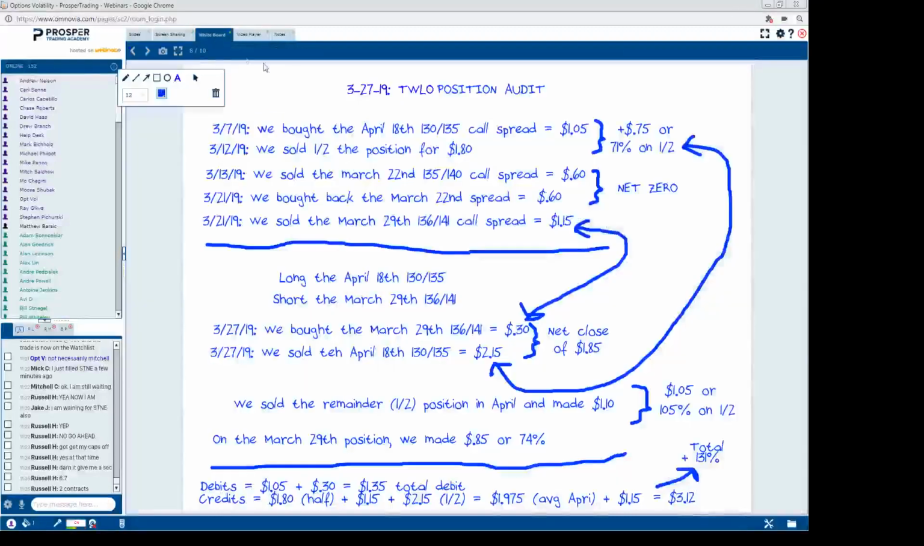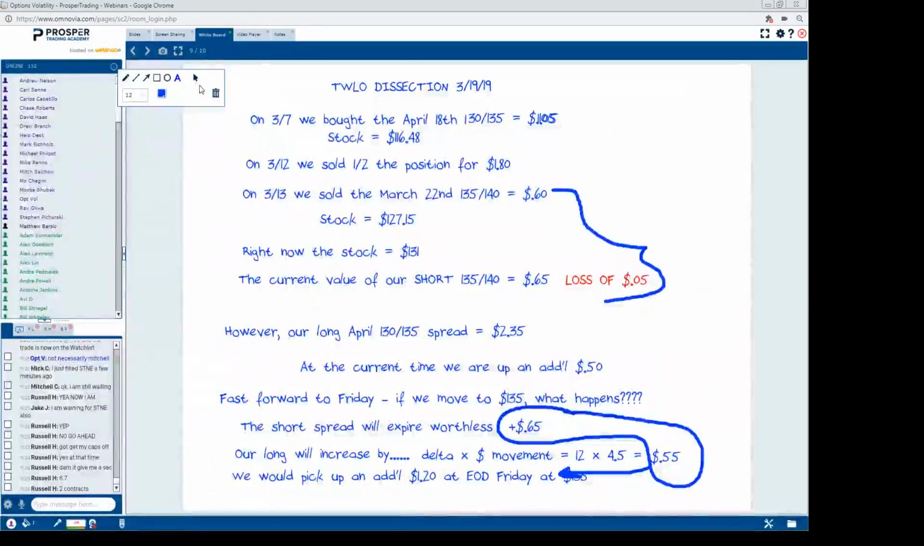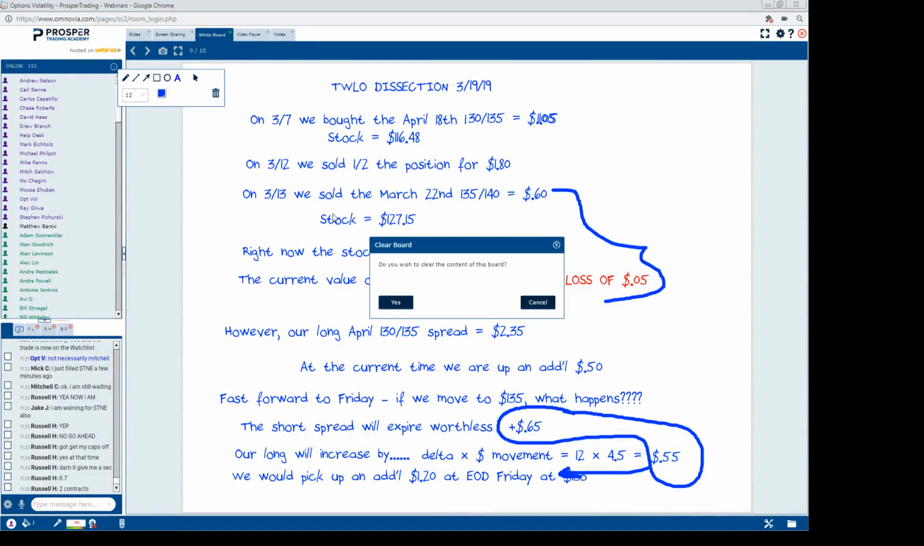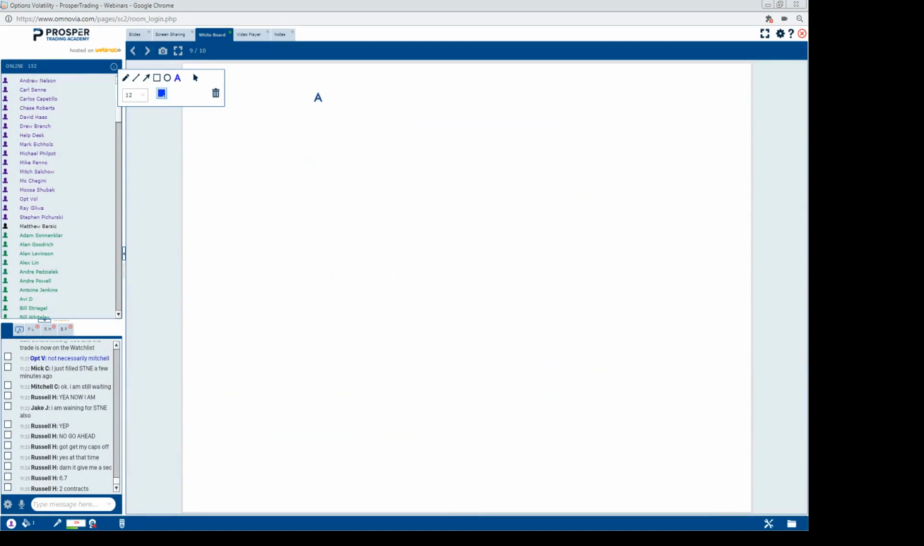All right, guys, we're gonna dissect, we're gonna look at a current position that one of the students has. Okay, the stock is currently 66.50. The August 60 calls are currently $10, and we paid $6.70.